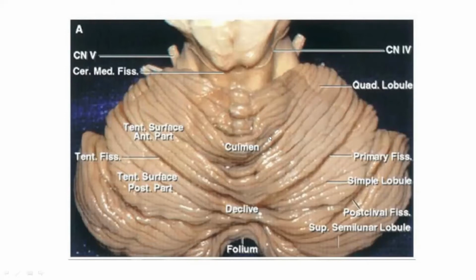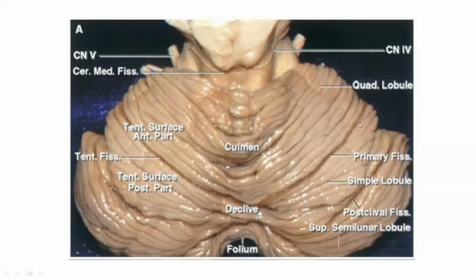Now this tentorial surface has a vermian portion in the midline and the hemispheric portion laterally. So this is the vermian portion and this is the hemispheric portion. What we could see here is that the vermis is formed of three components which are named culmen, declive and folium. Whereas on the hemispheric surface you have three lobules, the quadrangular lobule, the simple lobule and the superior semilunar lobule. On both the surfaces, these structures, which are culmen, declive, and folium, and their corresponding components, the quadrangular lobule, the simple lobule, and the superior semilunar lobule, are basically separated by fissures.